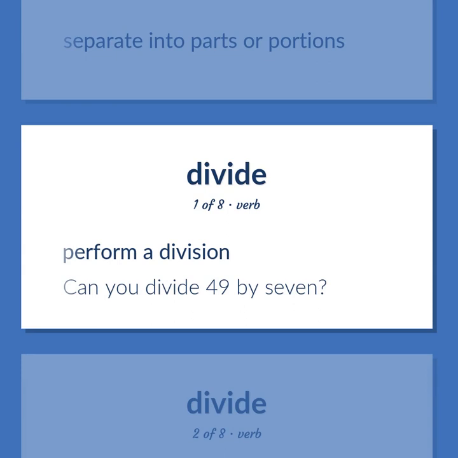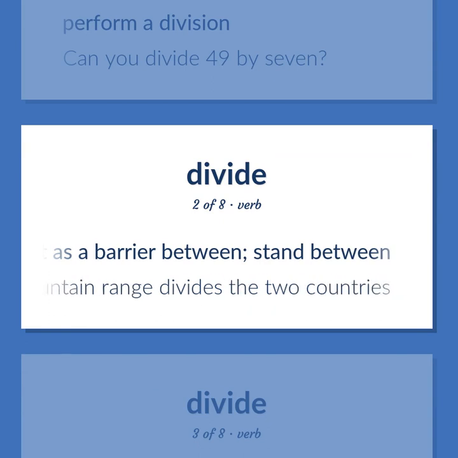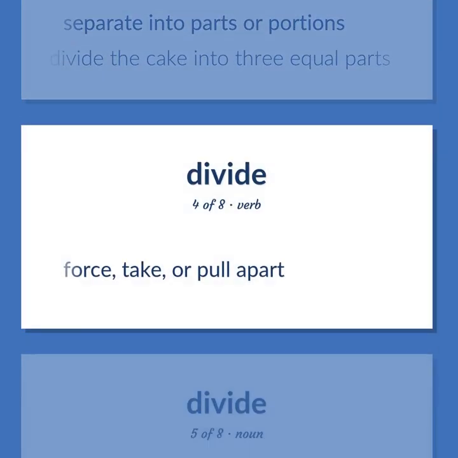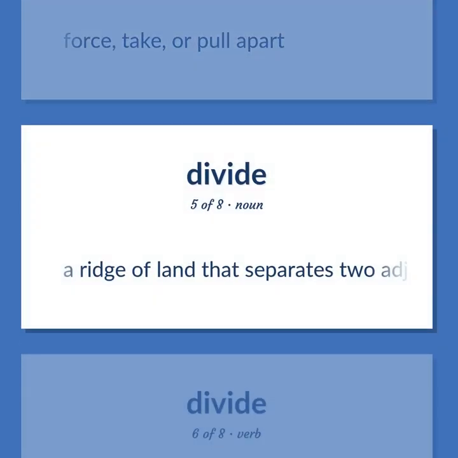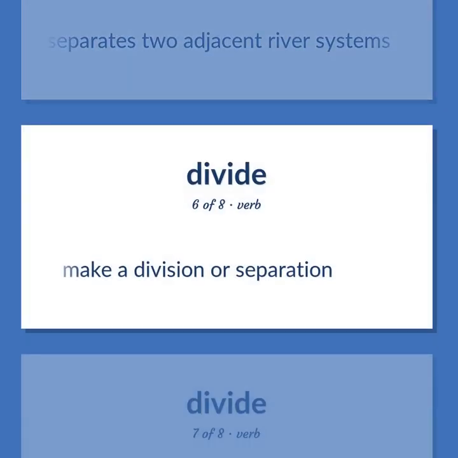Perform a division. Can you divide 49 by 7? Act as a barrier between. Stand between. The mountain range divides the two countries. Separate into parts or portions. Divide the cake into three equal parts. Force, take, or pull apart. A ridge of land that separates two adjacent river systems. Make a division or separation.